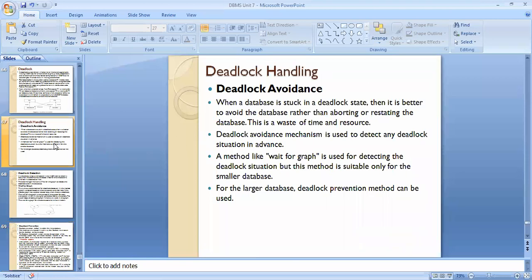So let's see deadlock avoidance. When a database is stuck in a deadlock state, then it is better to avoid the deadlock rather than aborting or restarting the database. That is a waste of time and resources. Avoiding means we are just ignoring the condition for some amount of time. And the deadlock avoidance mechanism is used to detect any deadlock situation in advance.